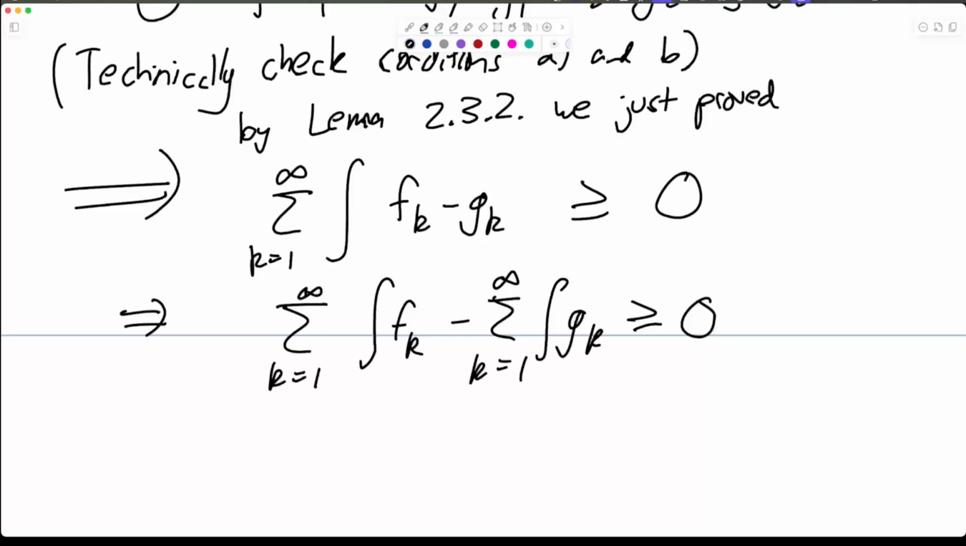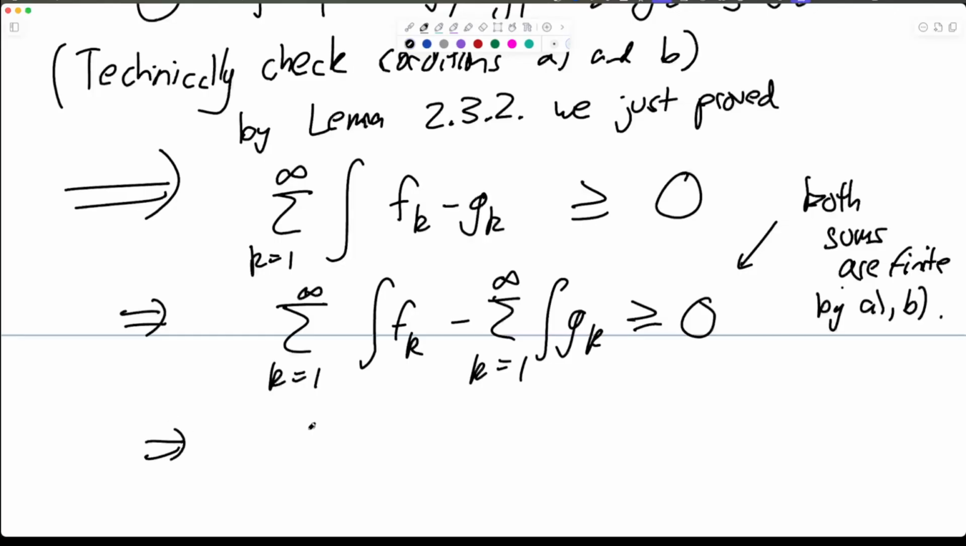Oh, okay. Again, this is another technical place. It's important both sums are finite. And again, this is by A and B. In general, it could be that this thing is true, but then when you split it up like this, you get infinity minus infinity, and then you can't say infinity minus infinity is greater than 0. But in this case, we know these infinite sums are finite by the conditions A and B. They once again imply that these things can't be infinite. These are finite numbers, so everything is legit. And therefore, the integral of the f's is bigger than the integral of the g's.